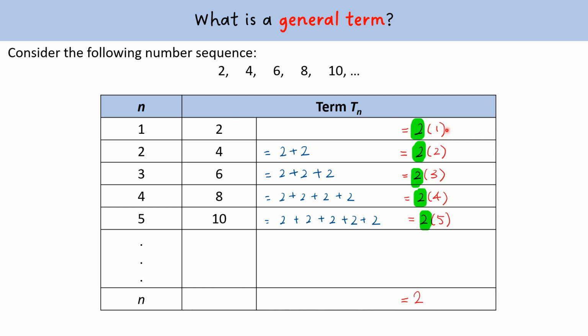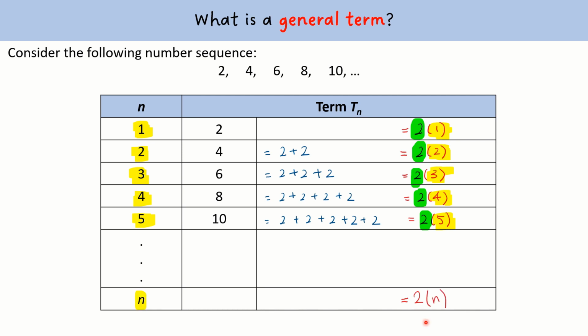Next, I want us to observe the numbers in the brackets. I have 1, 2, 3, 4, 5. Do you notice that this sequencing is actually the same as my term number n? I want you to see that as I highlight, it compares to be the same as my n over here. That will mean that for any term number n, this is equal to 2 times n.